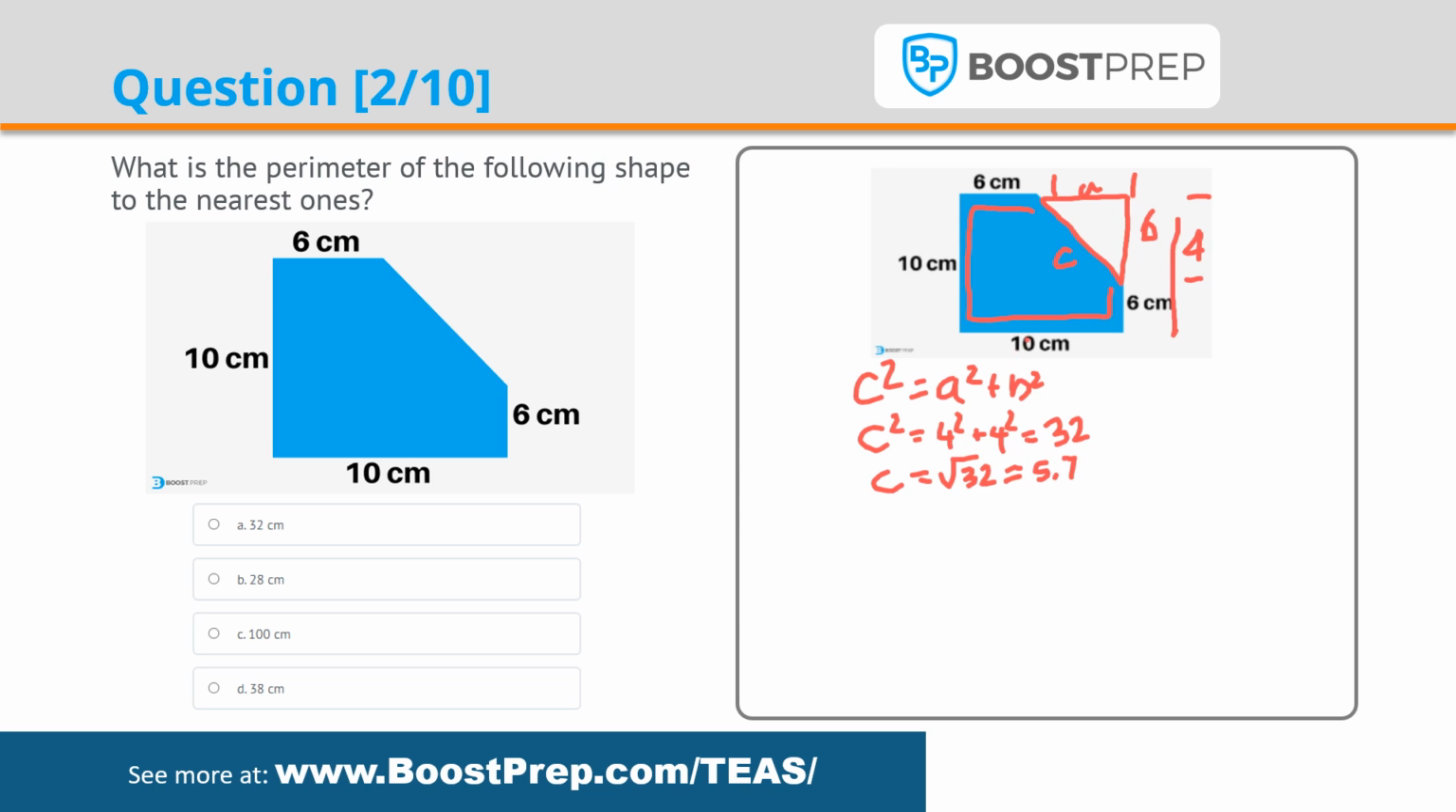Now if we find the entire perimeter, we just add all the 5 sides together. So we get 10 plus 10 plus 6 plus 6 plus 5.7, which is equal to 10, 20, 26, 32, 37.7, which is approximately 38 centimeters, which was answer D.